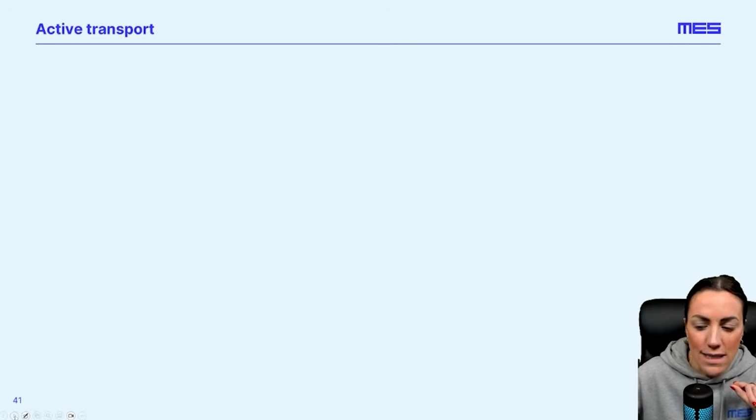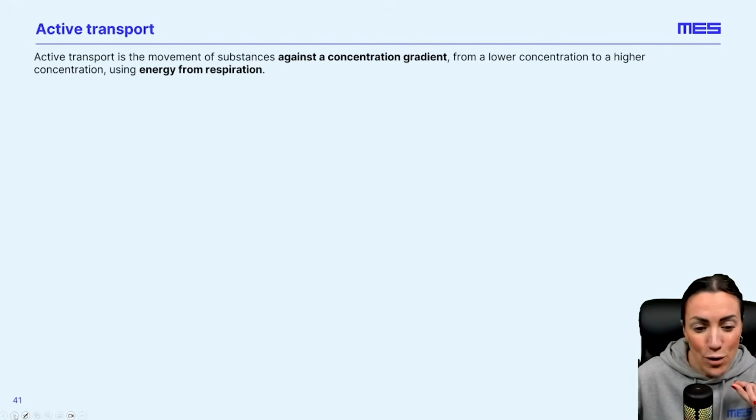The last mode of transport to look at is active transport. Now, active transport, different to diffusion, different to osmosis. Active transport is the movement of substances against a concentration gradient. What we mean by that is substances are going to move from a lower concentration to a higher concentration. Now, because the substance is moving against the concentration gradient, this does require energy from respiration. It is not passive like diffusion and like osmosis.